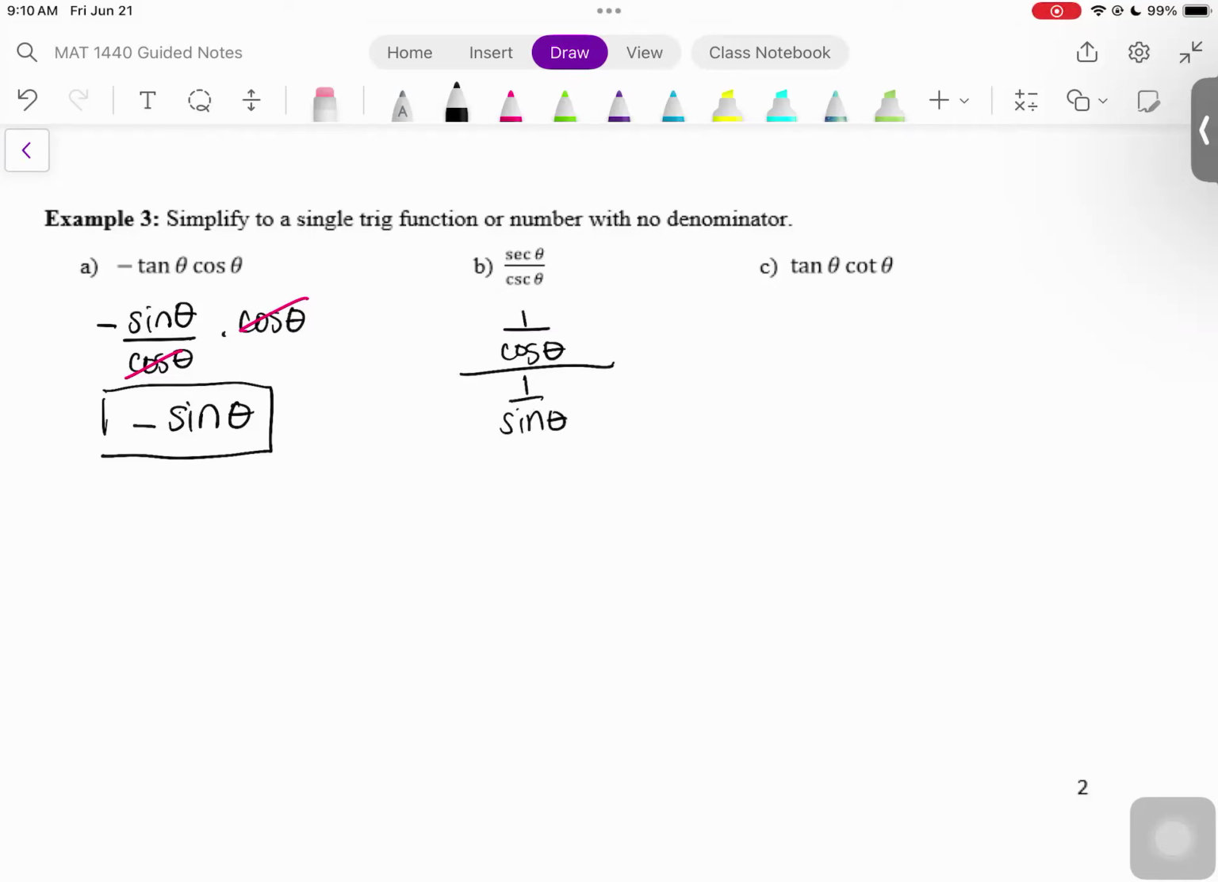Now to clear out this complex fraction, we're going to take the numerator and multiply it by the reciprocal of the denominator. So we have 1 over cosine theta times sine theta over 1. Multiplying these fractions across, this is sine of theta over cosine of theta, which now we can see is equivalent to tangent theta.